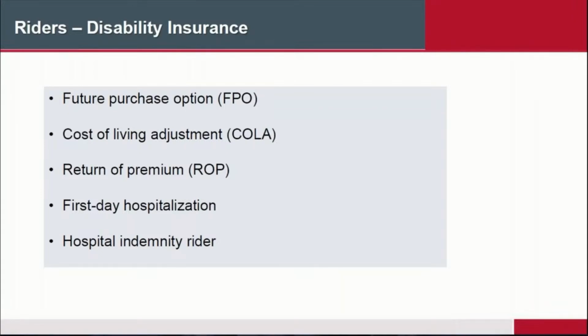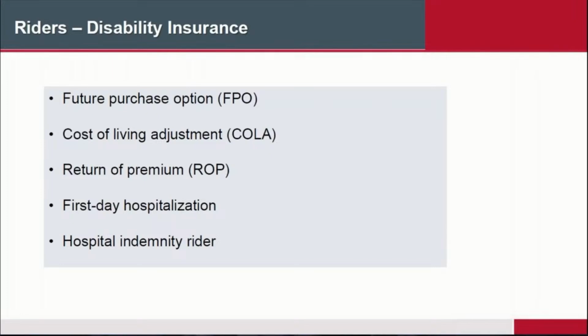Okay, the next one is return of premium, ROP. This is extremely popular. What if you buy disability insurance, you're paying $2,000 a year from age 30 all the way to age 65, and you never have a disability? In other words, you've never had a claim. Well, if you have a return of premium rider, most companies will return up to 80%, sometimes even more, of every dollar that you have paid out in premiums all those years, since you never had any kind of claim whatsoever.